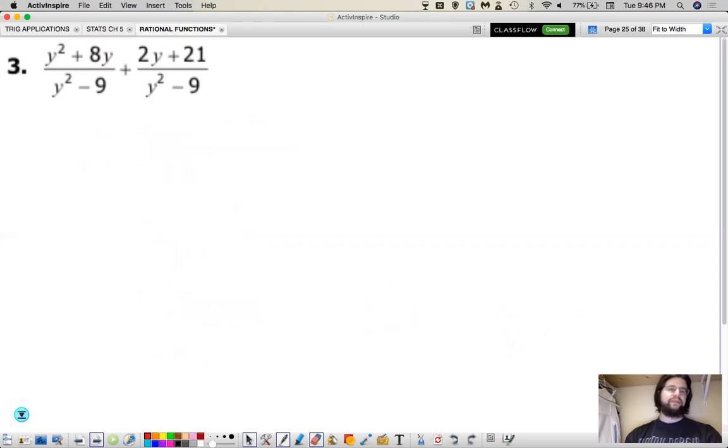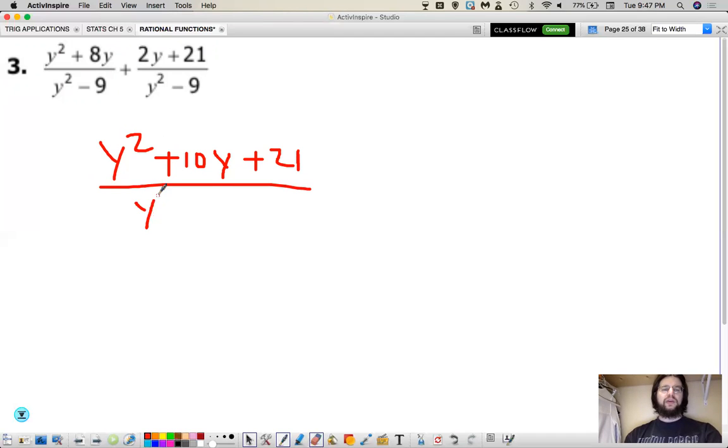Number 3. Here we go. We do still have a common denominator, so we just combine like terms. We're adding, so no negative to worry about. Distributing, so I'm just going to combine it. Y squared, no more y squareds. 8y and 2y makes 10y. 21 is just by itself there.